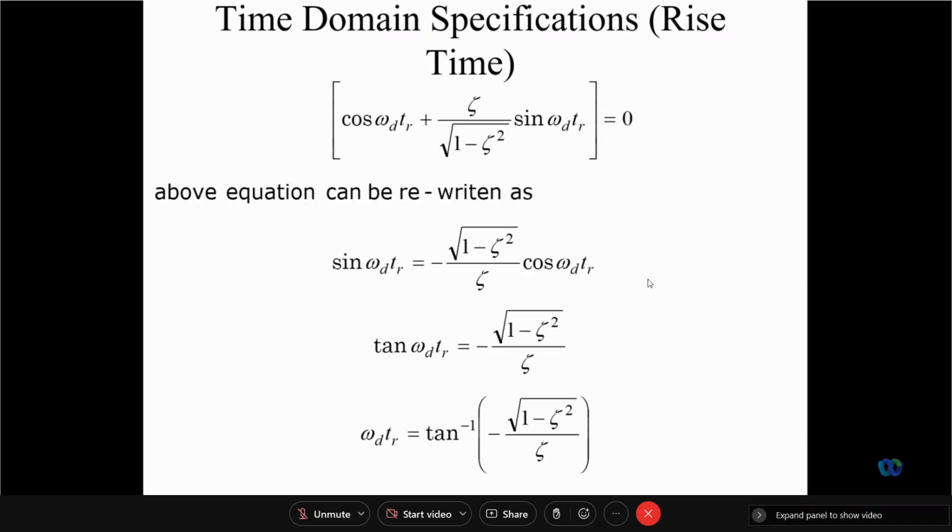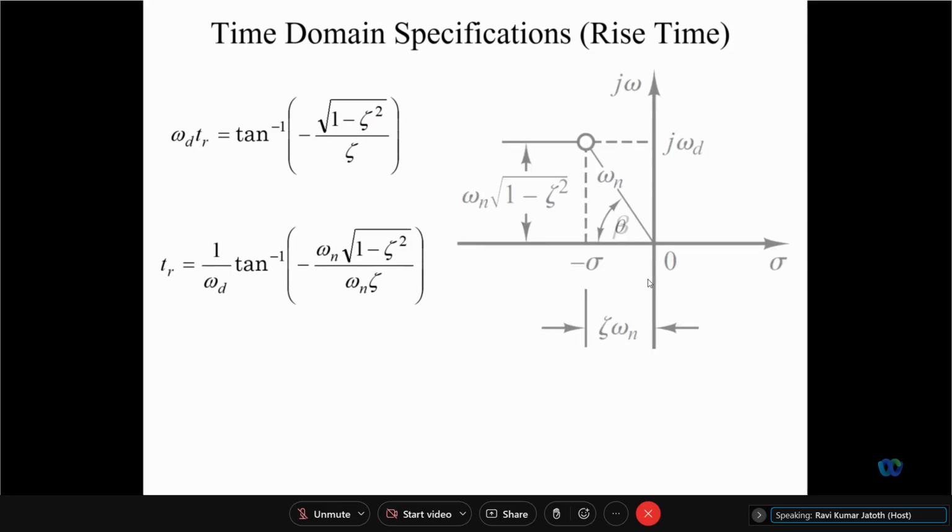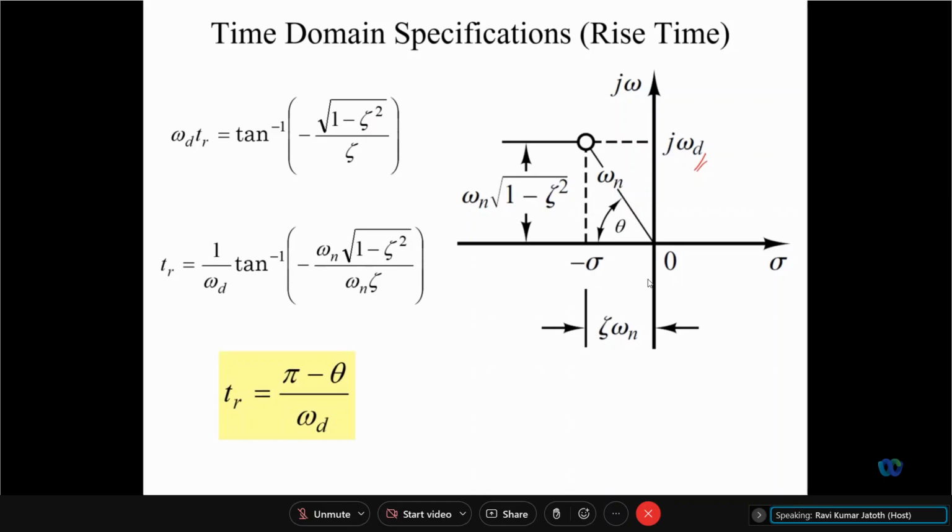Yes, sir. So then tr is 1 by omega d tan inverse of that. Now if you try to see this, this is zeta omega n, and this is j omega d. So this is omega n under root 1 minus zeta square, and this is omega n. From this, tr is pi minus theta by omega d.